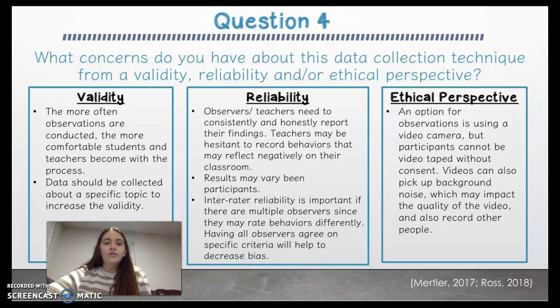And depending on your research question, results may vary between participants. So if you're looking for a specific interaction in a group or a specific behavior, some students may display that differently or may not display that behavior. Also, inter-rater reliability is important if there are multiple observers, like I said, with the objective and subjective observing. As you're writing down your observations, it's important to have all observers agree on specific criteria, and that will help decrease the bias recorded in your observations.